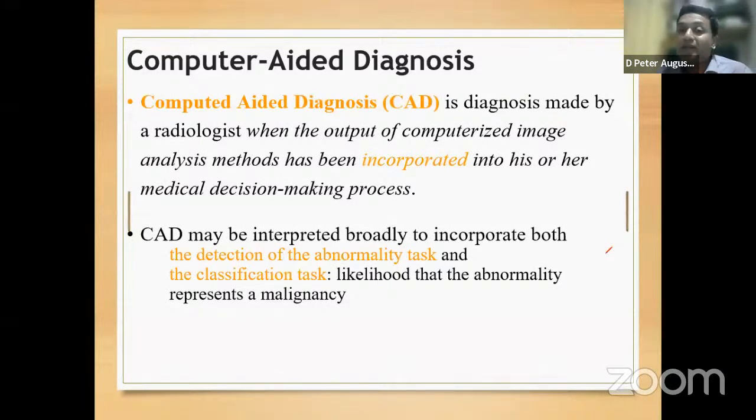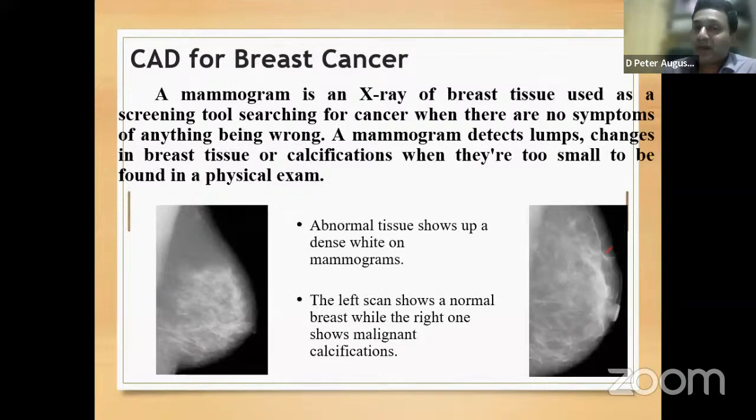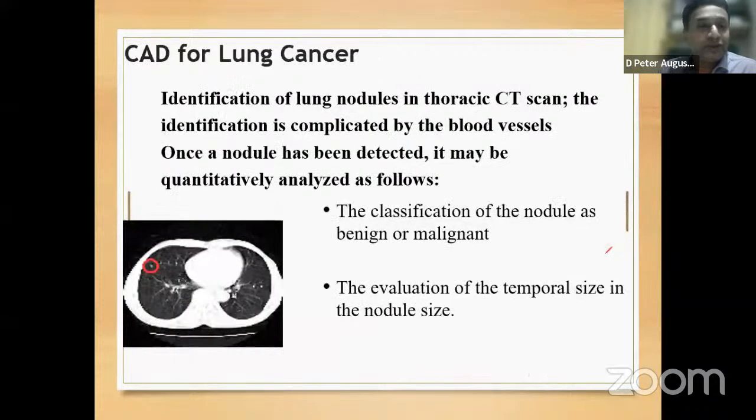So this may be interpreted broadly to incorporate both the detection of the abnormality task and the classification task, likely whether the abnormality represents a malignancy. The motivation for this is computer aided diagnosis for breast cancer, lung cancer, and colon cancer. For breast cancer, a mammogram is an X-ray kind of thing. We take it and find out where the lump is, and once it is identified, whether it is malignant or benign. They have to find that out with the tissues.